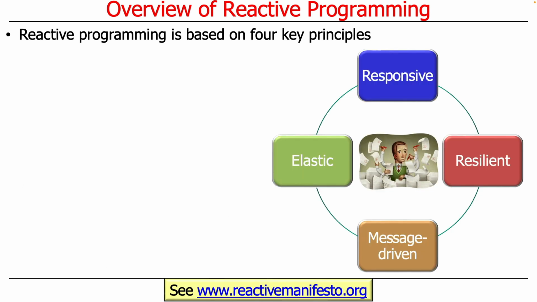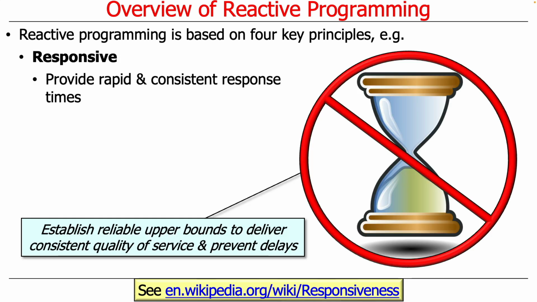Reactive programming is based on 4 key principles. And they are, first, responsive, which means we attempt to provide a rapid and consistent response to users in terms of the amount of time it takes to deliver the results. So the idea is to try as much as possible to have relatively reliable upper bounds, to deliver a consistent quality of service, and prevent undue delay. The undue delay is represented by the hourglass or the spinning wheel. Those are things that you might be familiar with from Mac or Windows that indicate something's taking longer than you might expect.